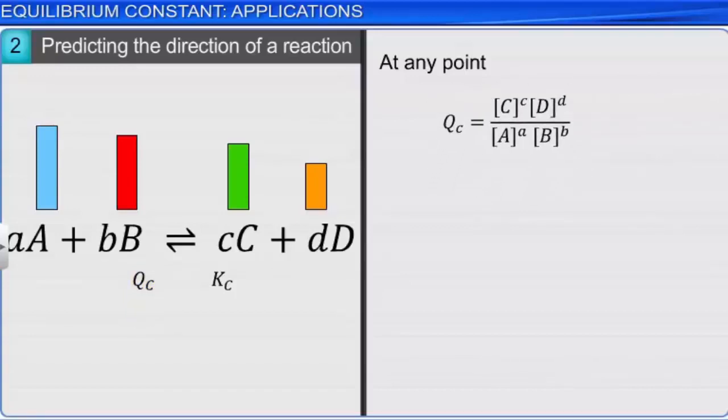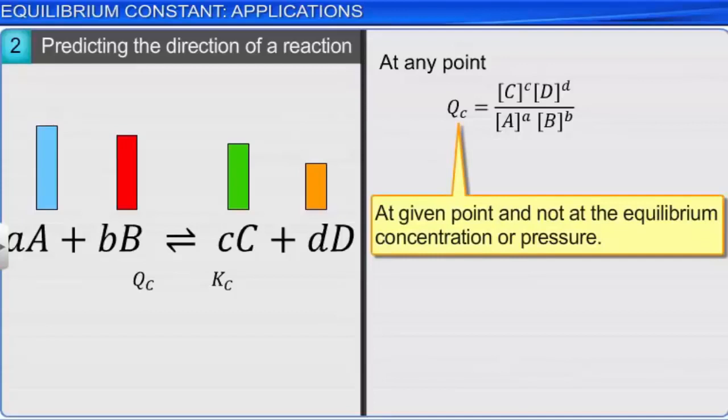The reaction quotient expression of a reaction has the same form as the equilibrium constant expression for that reaction. However, it is important to note that the reaction quotient is calculated using the concentrations or pressures at a given point of time in the reaction, and not the equilibrium concentrations or pressures.